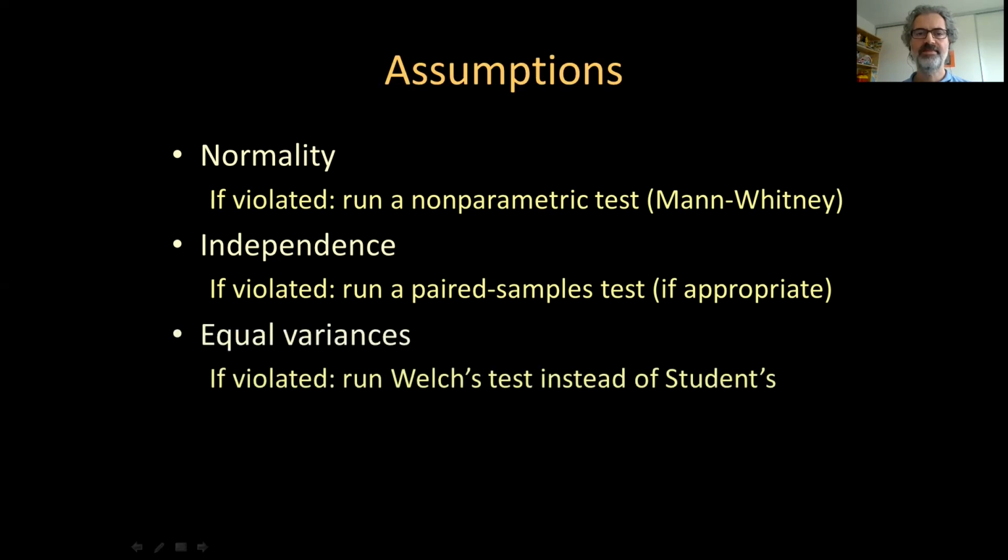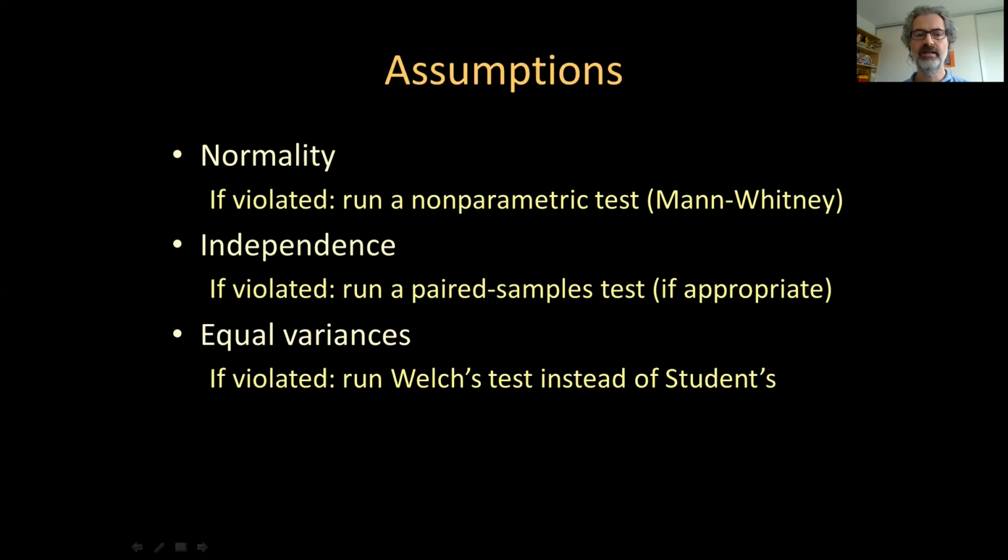The third assumption is that the two samples must have equal variance. The good news about this assumption is that there is a fine workaround when it is violated, because you can just use a different version of the t-test with a bit more complicated formulas, but we don't have to calculate them manually anyway. We just have to check a different box on the computer.